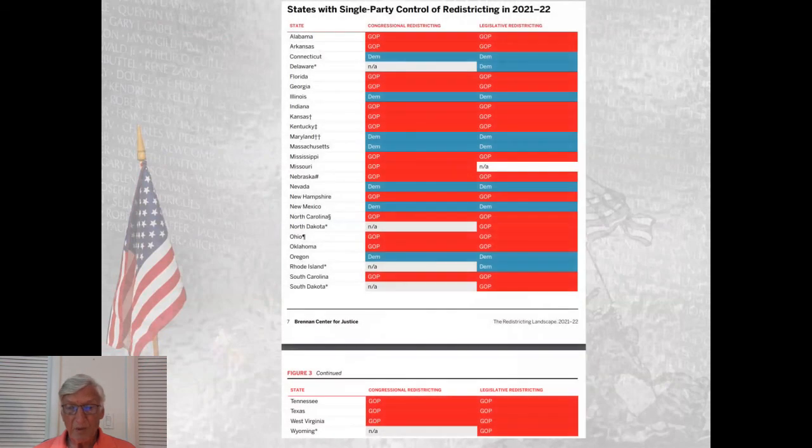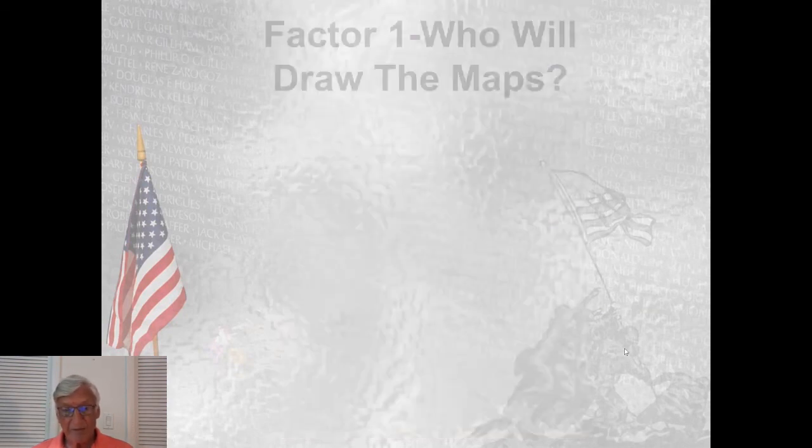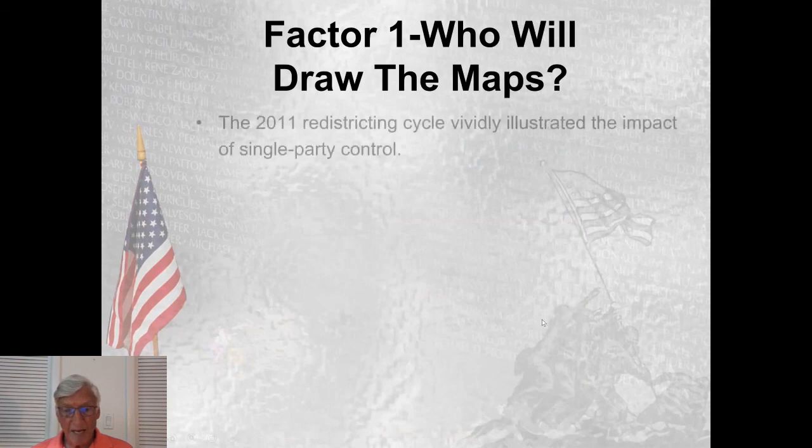And I point this chart out to you, not because you could read any detail in it, but these are the states with single party control of redistricting in 21-22. And the one thing you need to note here is just the color red. These are the single party states where control is all within one party, and it's all Republican. And so those are the ones where it's really a red light. Strange things are going to happen. So who will draw the maps?